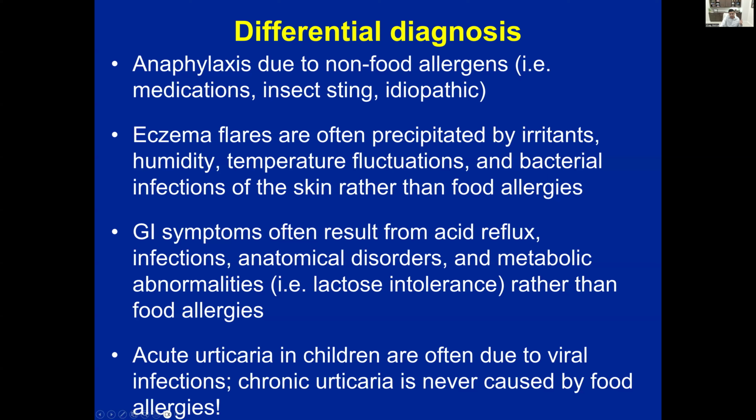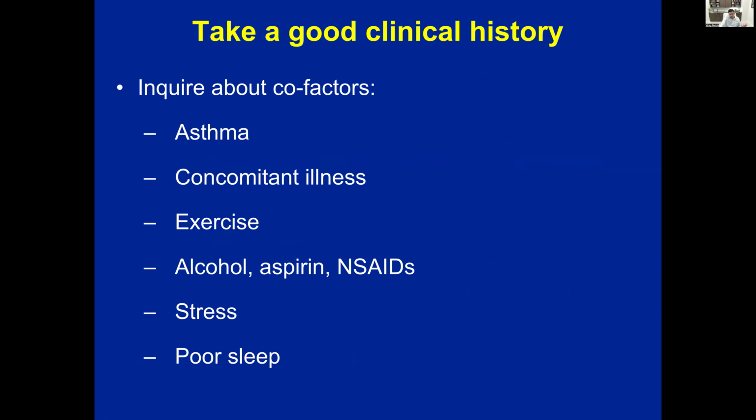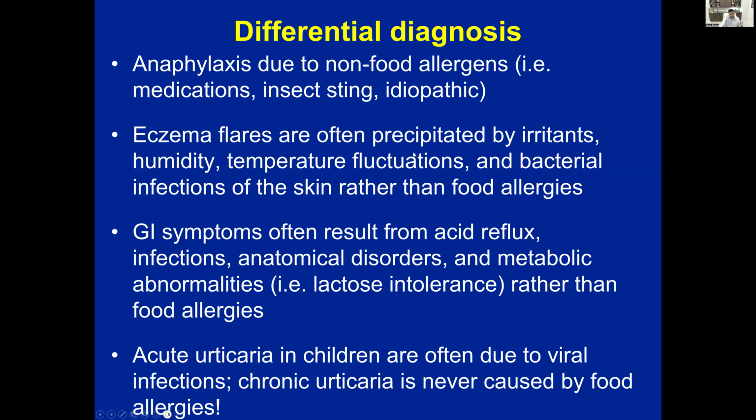And you need to think about the differential. Okay, so anaphylaxis could be from many things. It may not be from the food. Was there a medication that the patient took? Was there an insect bite, insect sting? Sometimes it could be idiopathic, so you have to think beyond just food. Many times, because food allergies and eczema go hand in hand, oftentimes they'll blame the food for the eczema flare, but realize that in reality, a lot of other things can flare up eczema, not just food. So irritants, changes in weather, humidity, infections, those are the common causes of eczema flare, not necessarily the food.